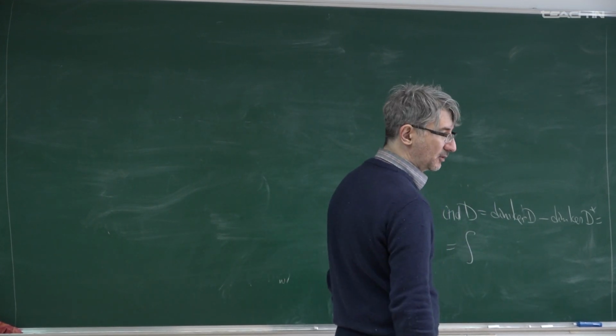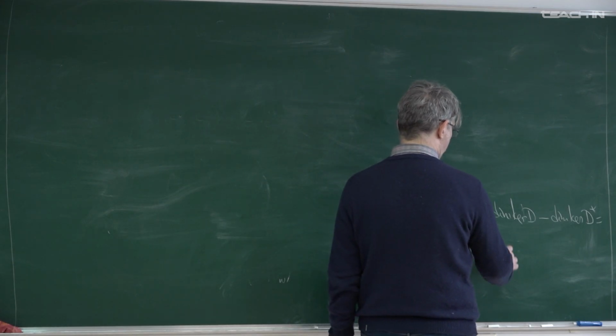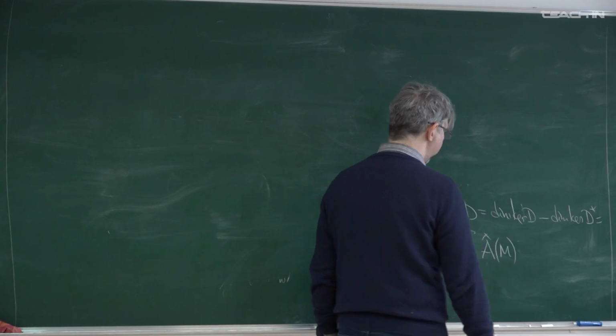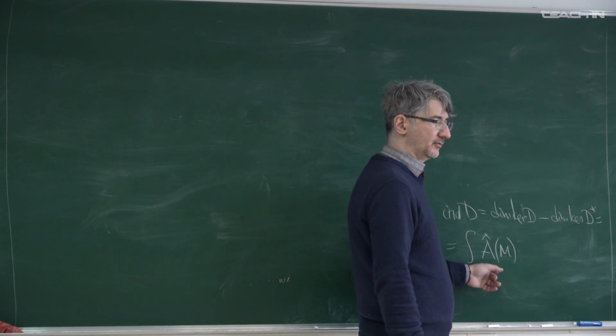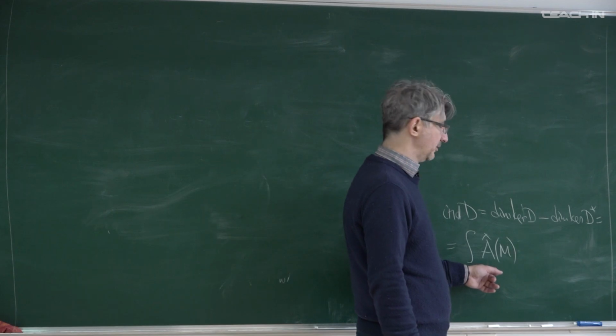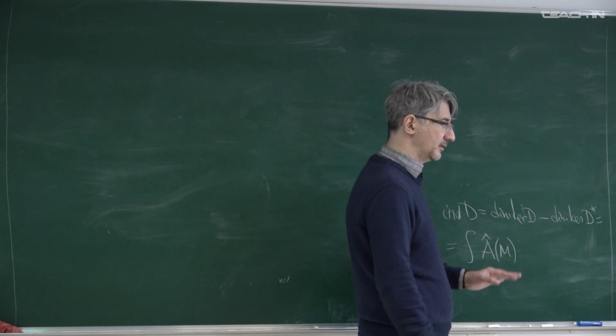And we are going to discuss the following formula. This one is the A-hat genus of the manifold M. So it's a non-homogeneous cohomology class. We already wrote it, but I will remind you what it is a little bit later.